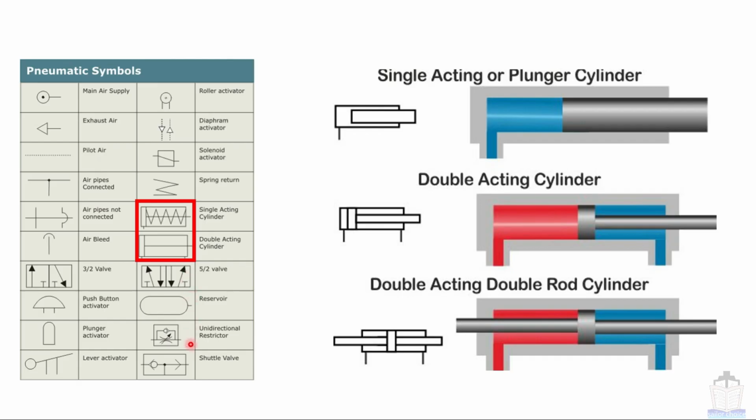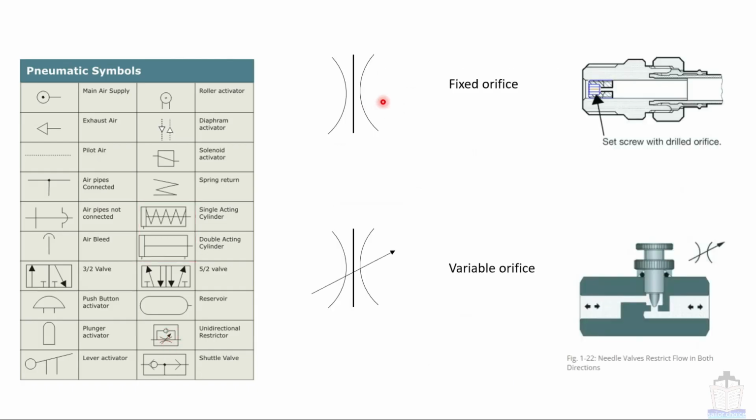After that, these three symbols are left. Before discussing these three symbols, I want to explain about this restrictor. So now we will see in detail about this. This is the symbol of fixed orifice. In this fixed orifice, a drilled set screw or any other metal part which has a drilled portion is used as a fixed orifice. That means the amount of air or fluid will be restricted at this area.